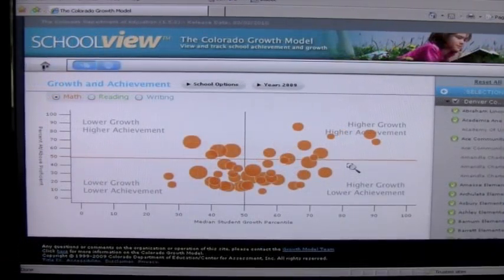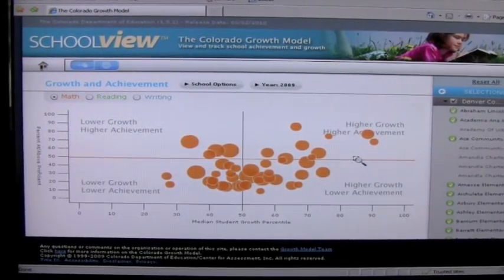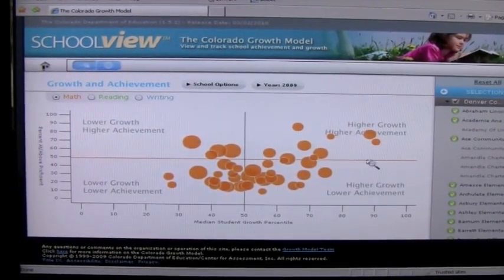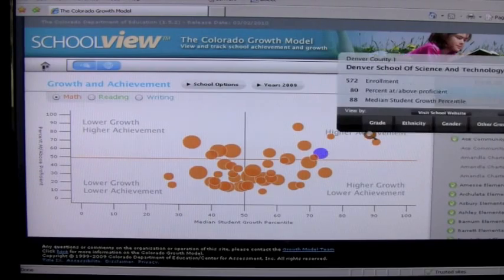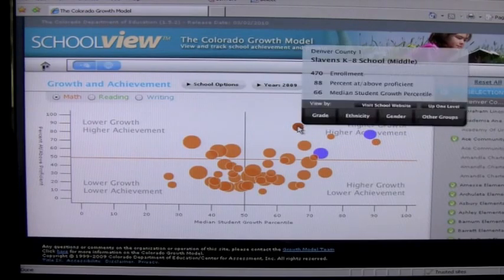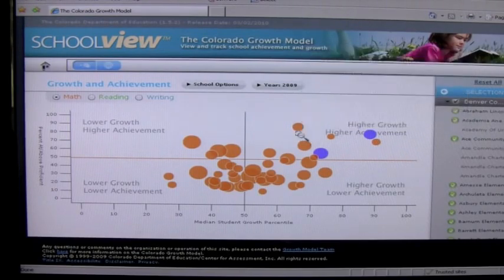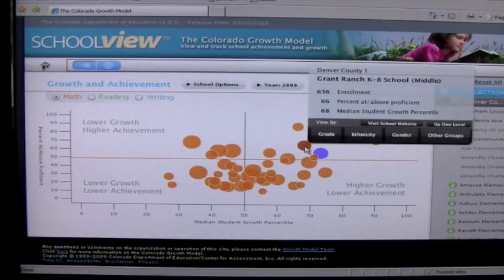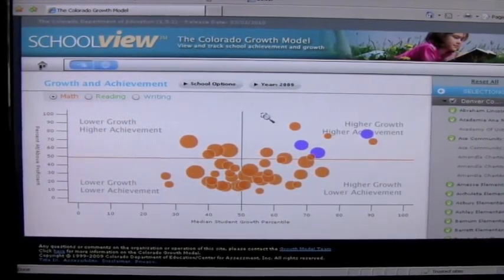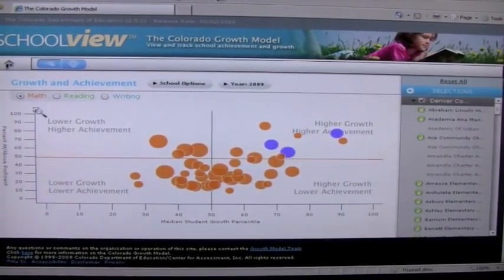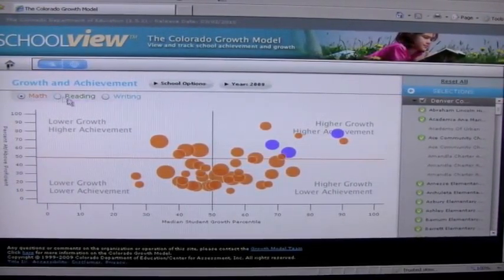And we can pick a couple of schools to look at, and we can use the control click, which is a new feature we've added, and we might be interested in Greenwood Elementary School. We can click on that. And we might be interested in Denver School of Science and Technology, and we'll click on that. And we might be interested maybe in, here's Slavens, or here's Grant Ranch, K-8, and we can pick on that. And so we've just chosen 3 schools that we might want to examine across years and in different grades. And this is mathematics, reading, and writing.